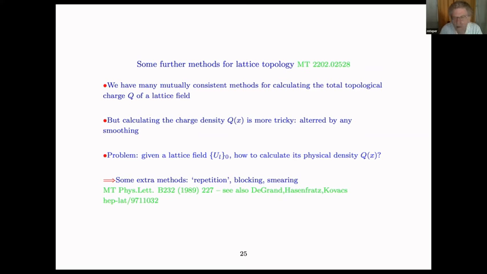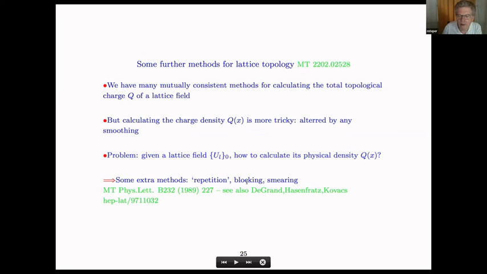So the question is, how do we check whether 2 or 3 or 4 cooling sweeps will not change the topological charge density significantly? How do I check whether I can use that? So it's really a question of calculating the physical density. One method that I would like to emphasize here in the last few minutes, only because I've been playing around with it recently, and it's in this paper up here, is something which I call repetition.